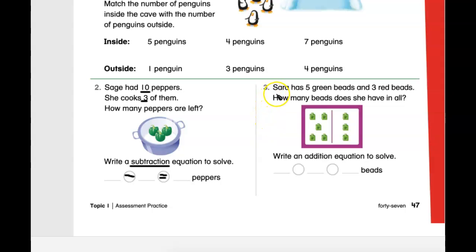Number 3 says Sarah has 5 green beads and 3 red beads. How many beads does she have in all? This wants us to write an addition equation. With addition, we are adding, so I'm going to write my plus sign and equals. It wants you to write an addition equation for Sarah has 5 green beads and 3 red beads.